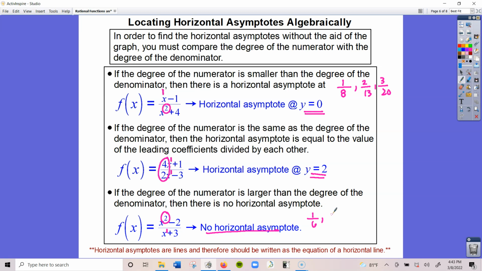If I plug in 4, I get 16 minus 2, so 14 over 7. If I plug in, I'm going to go bigger now. Let's say I plug in 10, I would get 100 minus 2, which is 98 over 13. I can keep going. These numbers are getting bigger and bigger. So that means that nothing is blocking the function from going towards infinity or negative infinity. They're just going to keep increasing. So there is no horizontal asymptote. So that's how that works.